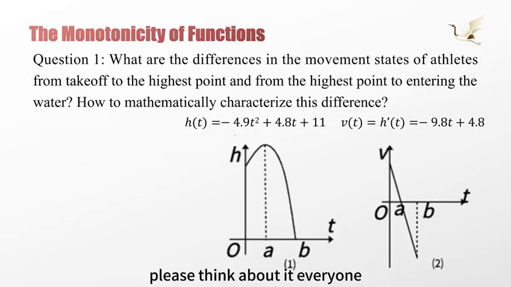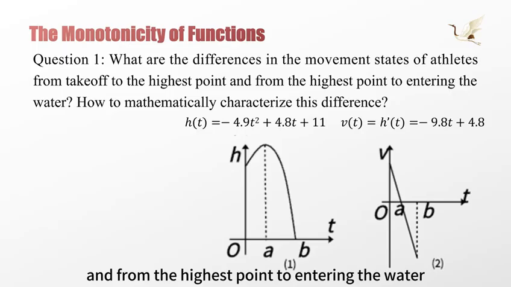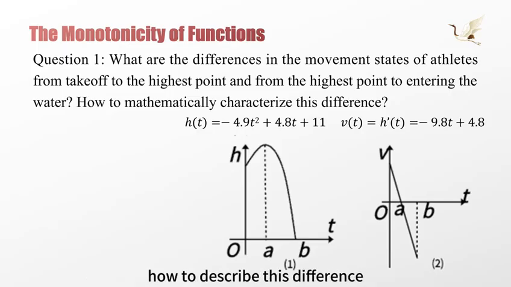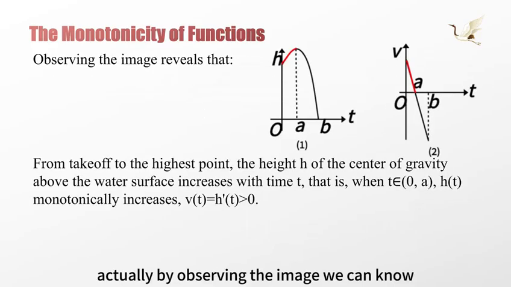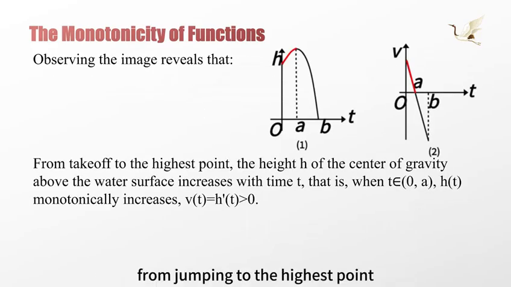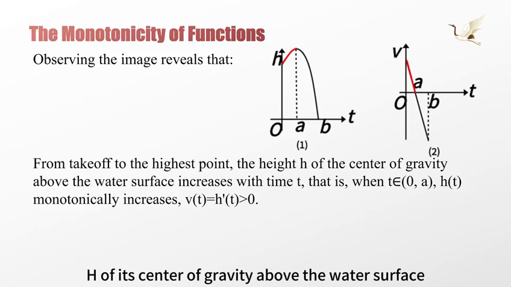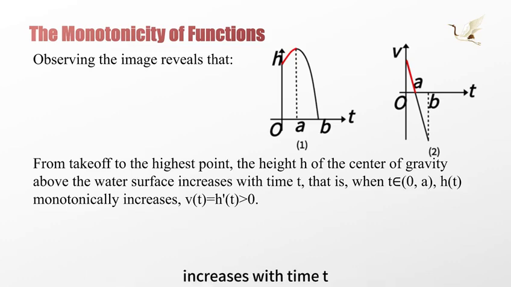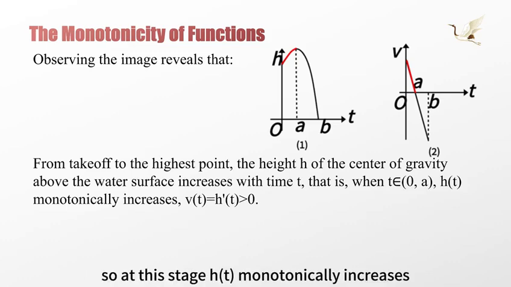Please think about it, everyone. What is the difference in the movement state of athletes from takeoff to the highest point and from the highest point to entering the water? How to describe this difference from a mathematical perspective? Actually, by observing the image, we can know: from jumping to the highest point, athletes are in the rising stage. Therefore, the height h of its center of gravity above the water surface increases with time t. So at this stage, h(t) monotonically increases.